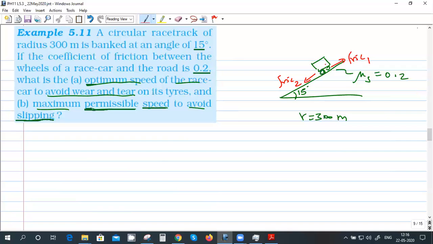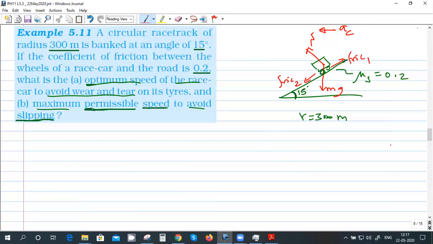You have to draw the free body diagram and use normal reaction. Is there any other force? And acceleration is towards the center, centripetal acceleration. So write the equations.